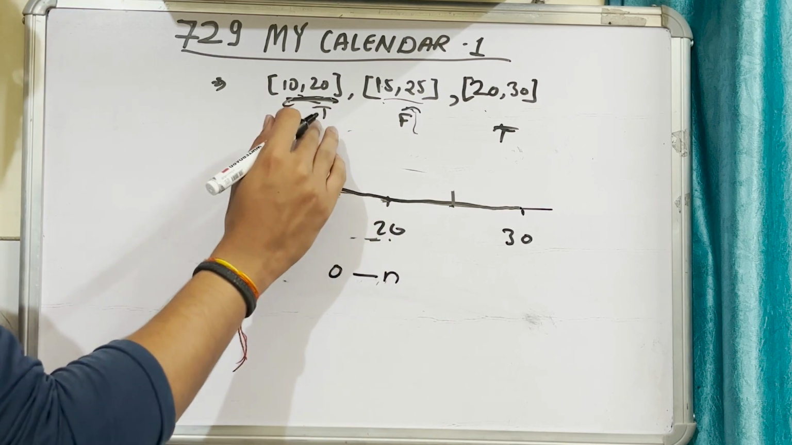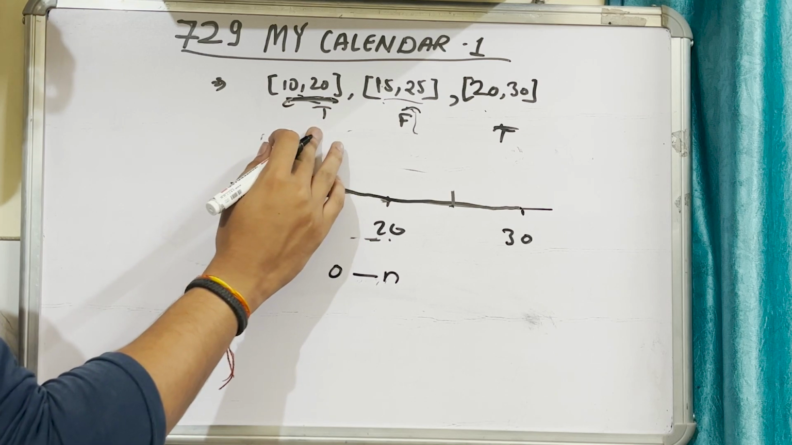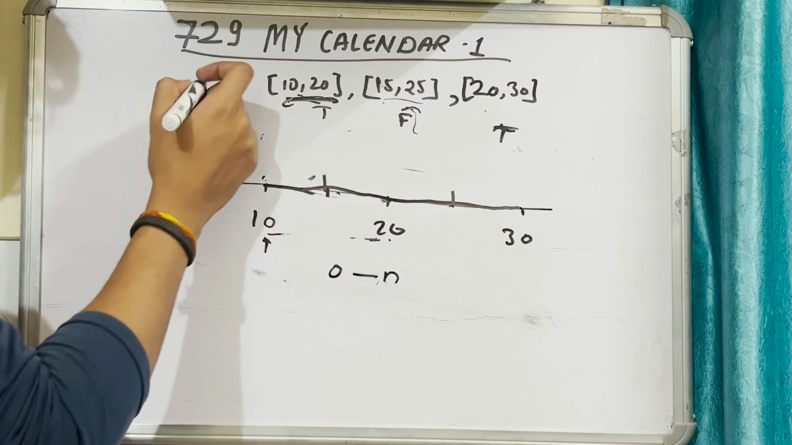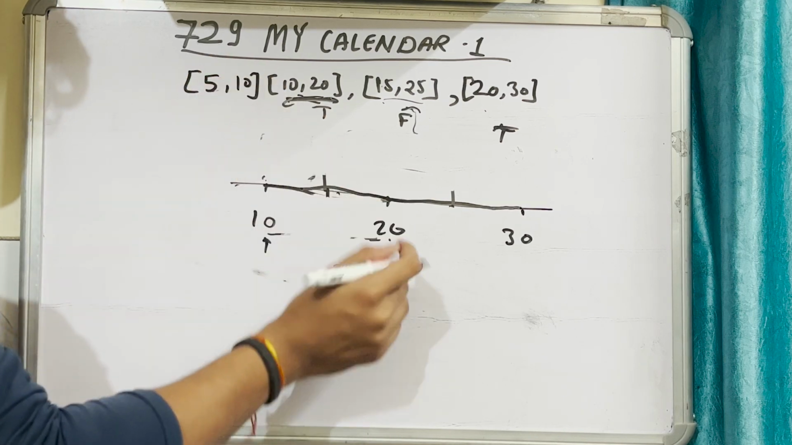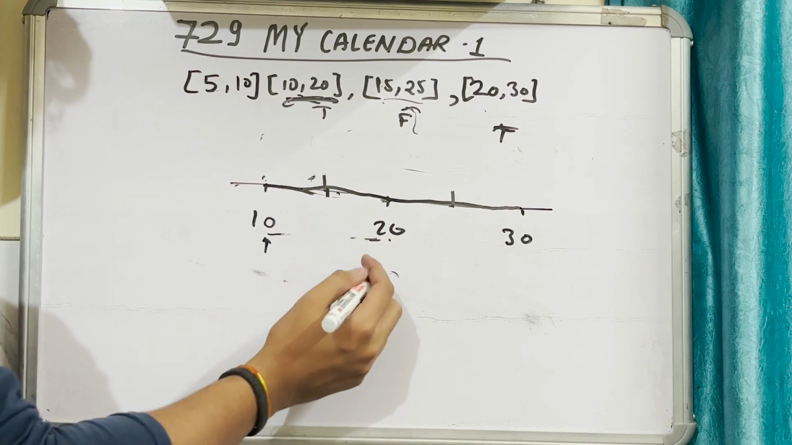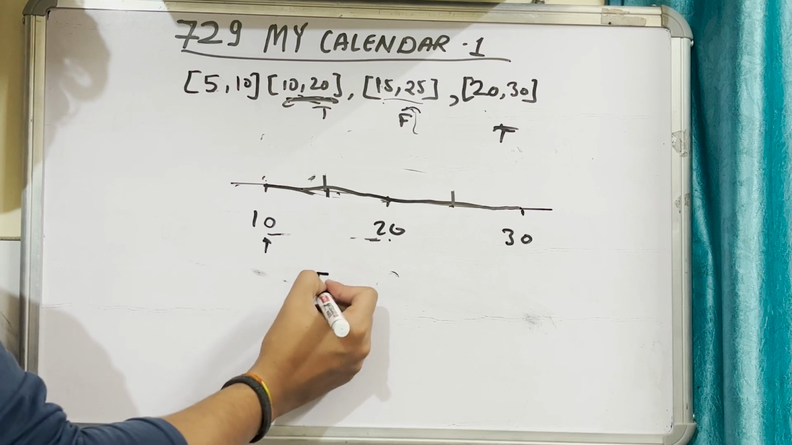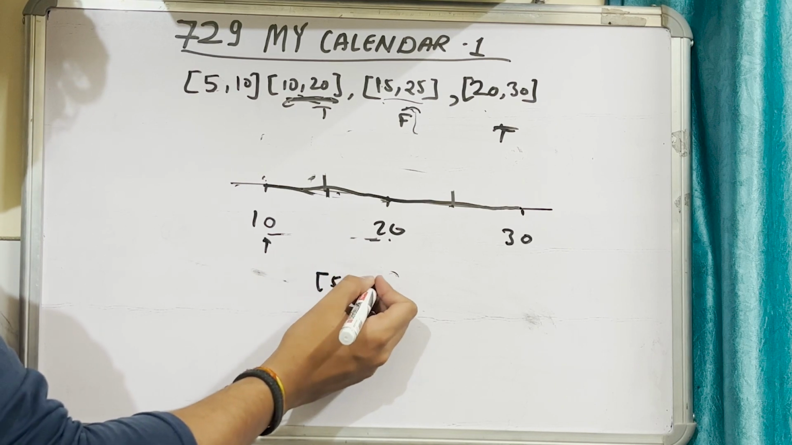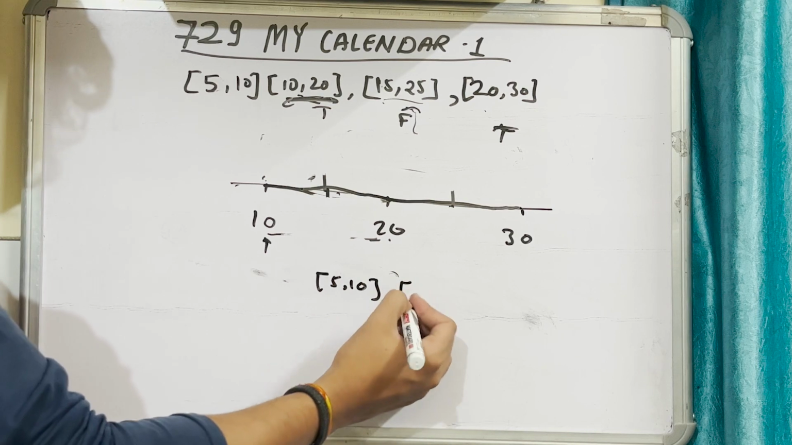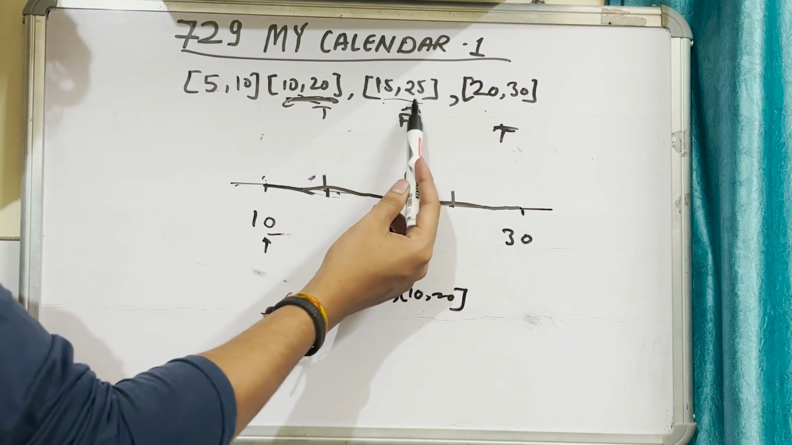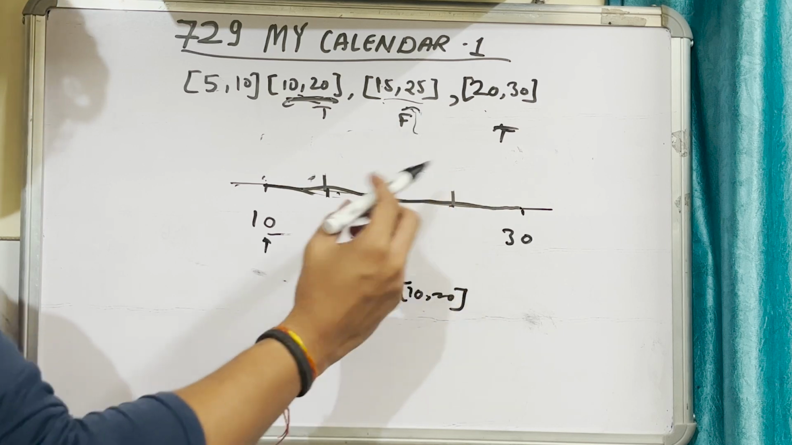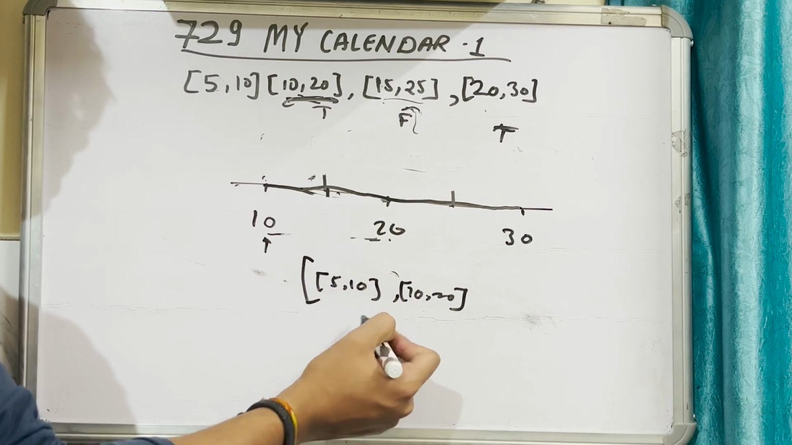For example, if I gave you 5 and 10, this is not colliding. So you will create a vector, or 2D vector, then insert the intervals in that. Like 5, 10 will be inserted, 10, 20 will be inserted. When you are going to insert 15 and 25, you will traverse through the whole vector that you are creating.